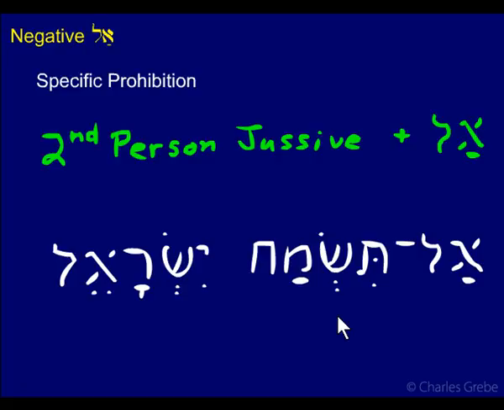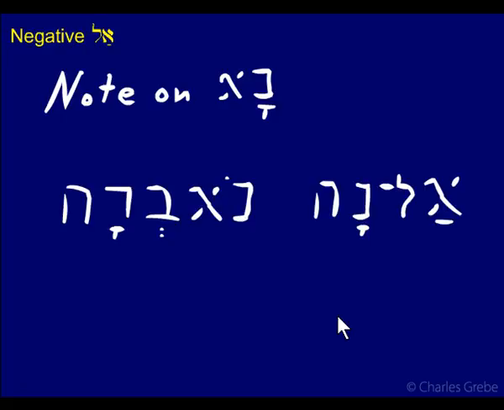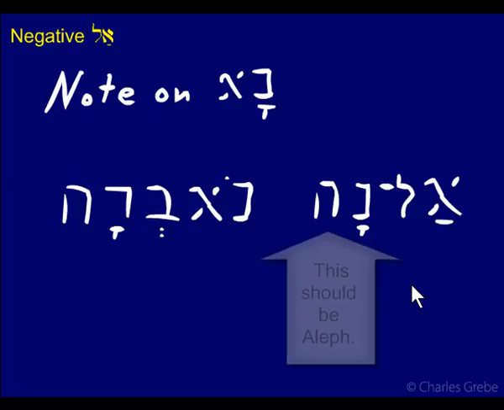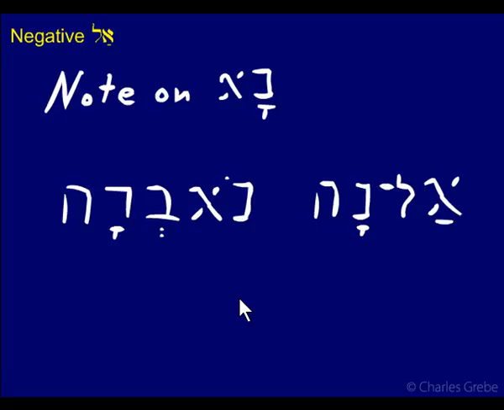Okay, one other thing I want to talk about, and that is just a note on na. We had na before. When we use na with the negative, it follows the negator al, not the verb. So we have something like al na novda. Do not let us perish. And this is from Jonah 1:14. So when I talked about na before, I said it comes after the verb, and then it tells you that the verb before it is a volitive, either a jussive, an imperative, or cohortative.